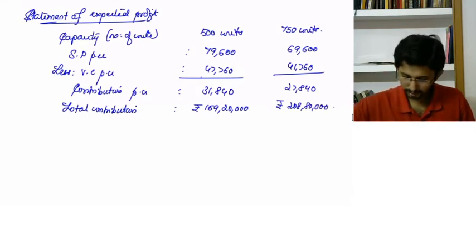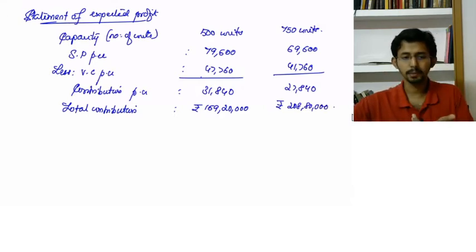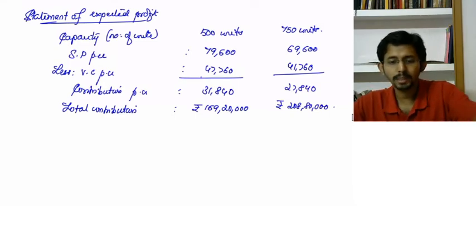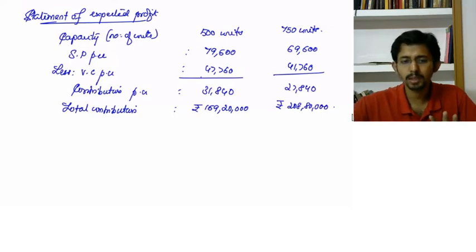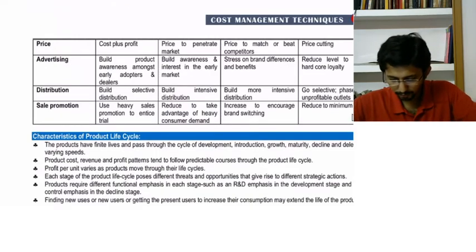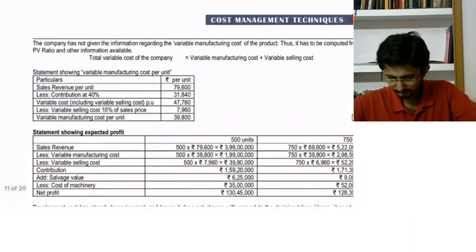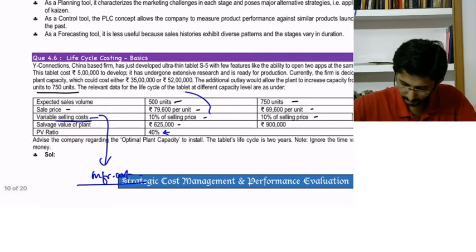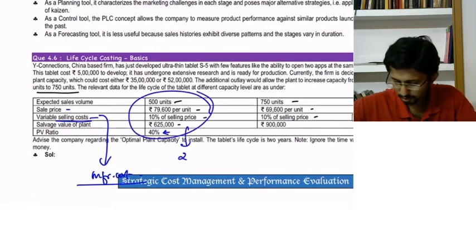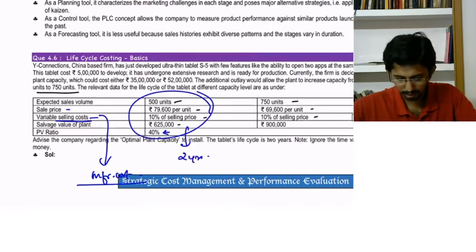Okay, then what you have to do, this is the revenue. Now there is something called salvage value. Okay, this is for how many years? This is for 2 years. You have to assume that whatever details are given, this is for the entire 2 years. Okay, we will write an assumption on this.